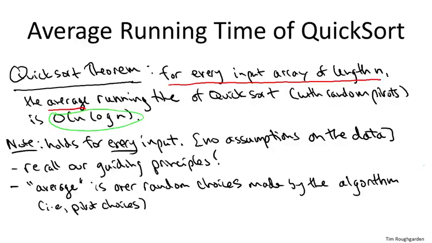We saw in the past that the best case behavior of quicksort is n log n. Its worst case behavior is n squared. So this theorem is asserting that no matter what the input array is, the typical behavior of quicksort is far closer to the best case behavior than it is to the worst case behavior. Okay, so that's what we're going to prove in the next few videos. So let's go ahead and get started.